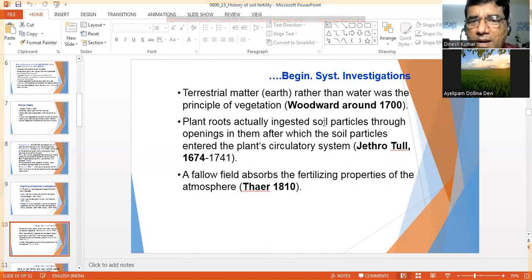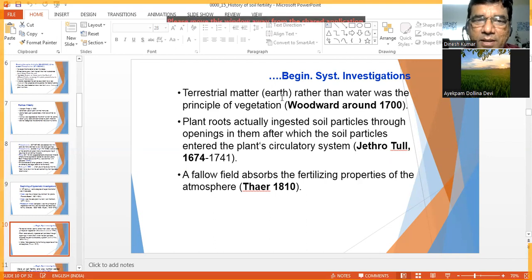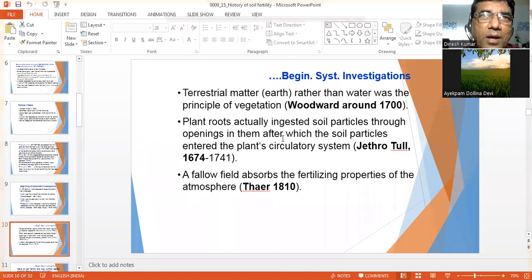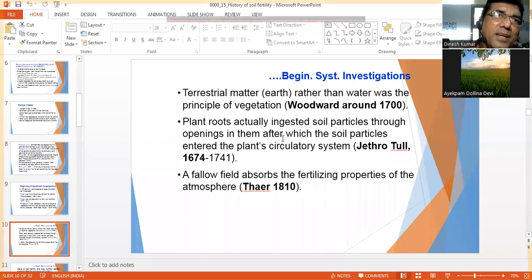Then terrestrial matter, earth, rather than water, was the principle of vegetation. So Woodward said around 1700 AD. Terrestrial matter means earth or soil, rather than water, was the principle of vegetation. He said that the plant derives most of its things from soil. Plant roots actually ingested soil particles through openings in them, after which the soil particles entered the plant's circulatory system. So that was a rough idea, a very rough idea, but okay, at that time science was not that advanced.